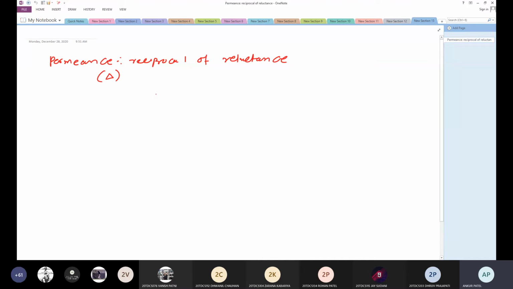So the unit is Weber per ampere turn. It is the reciprocal of reluctance, and the unit of reluctance is ampere turn per Weber. So permeance is Weber per ampere turn, or 1 upon reluctance.